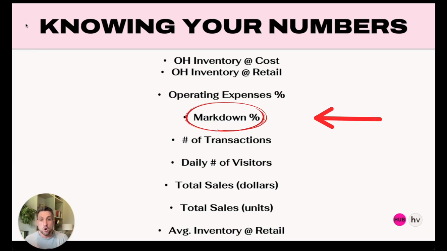Okay, markdown percentage. Now, this is a little trickier. On most point of sale systems, you're going to want to look for a sales by discount report. Now, that is on Shopify, how you find it, your sales by discount. And then again, to find out your markdown percentage, you're going to look at your total sales in comparison to your discounted sales and what percentage were discounted. That is how you will find your markdown percentage.